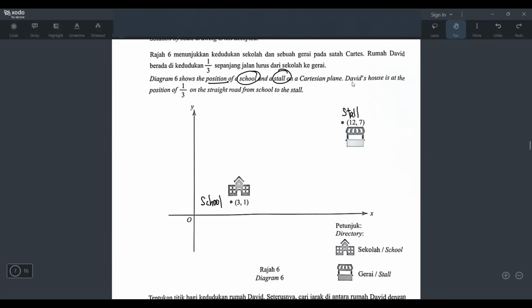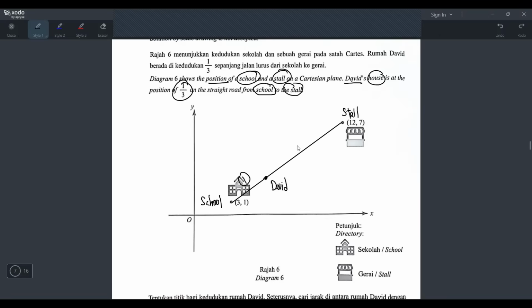Okay, and then it says David's house is at the position of 1/3 on the straight run from school to stall. What I will do now is I will join a line from school to stall, and David's house is somewhere along this line. But they say it's 1/3. So from school to stall, it means David's house is 1/3. So David's house must be here then. And this will be ratio 1, this will be ratio 2. David's house is 1/3 from school to the stall. Understand, right?